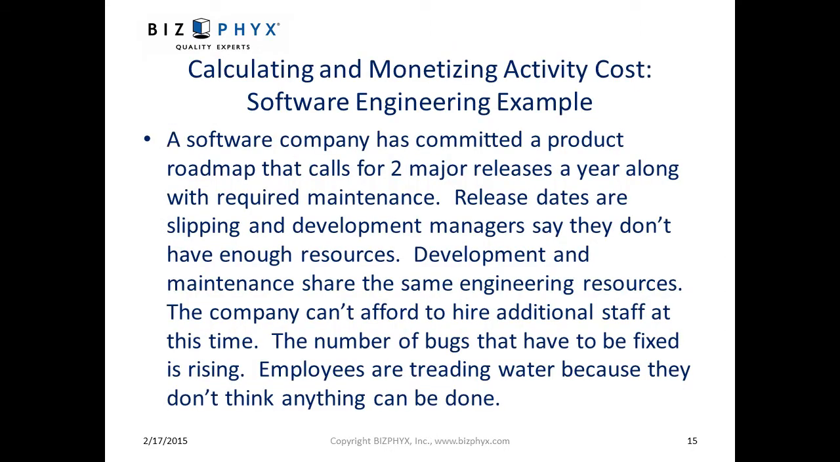Let's look at a second example. A software company has committed to a product roadmap that calls for 2 major releases a year along with required maintenance. Release dates are slipping, and development managers say they don't have enough resources. Development and maintenance share the same engineering resources, and the company can't afford to hire additional staff at this time. The number of bugs that have to be fixed is rising, and our employees are treading water because they don't think anything can be done to improve the situation.